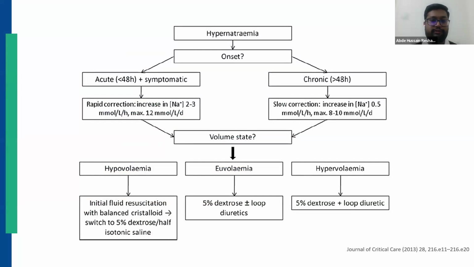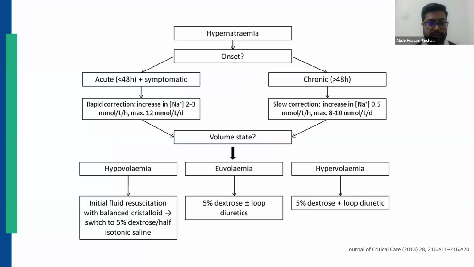If the hypernatremia onset is acute, the current recommendation is that rapid correction should be undertaken at 2 to 3 mmol per liter per hour. The maximum that we can go is 12 mmol per liter per day. Whereas in chronic hypernatremia, we have to be more conservative and a slow correction is advisable.